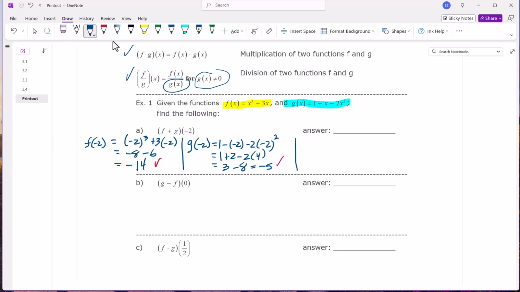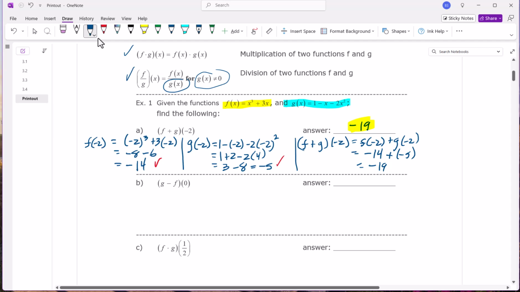To finish it up, f plus g of negative 2 is the same thing as just taking f of negative 2 and adding g of negative 2. So f of negative 2 is negative 14. g of negative 2 is negative 5. So you get as your answer negative 19. Okay.